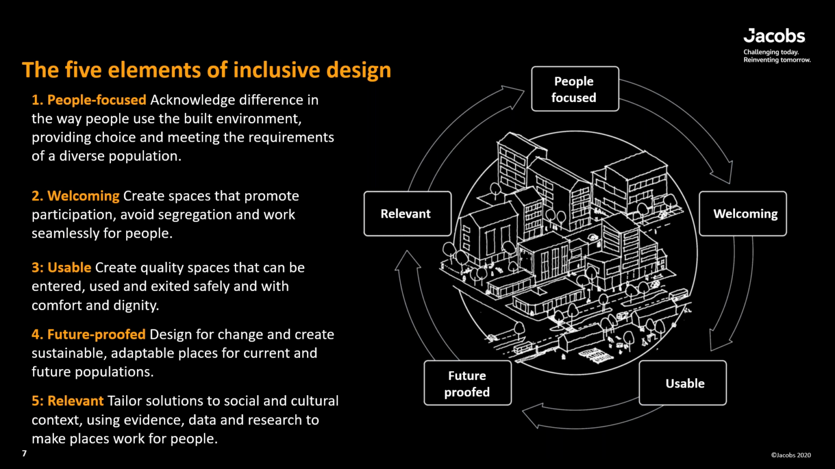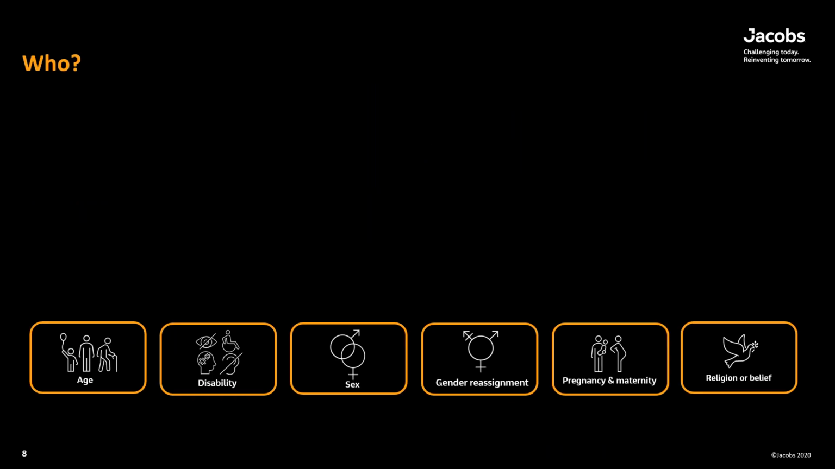Fourthly, we always say inclusive design is about future-proofing the built environment. We design for and take into account change to create sustainable, adaptable places for not only current populations who we're designing for now, but also future populations and those demographic changes. And finally, relevant. We tailor solutions to social and cultural context using evidence, data and research to make places work for people. We also take a slightly different approach depending where in the world the scheme is as well. And that goes back to that flexibility as well. So there are the 5 elements of inclusive design.